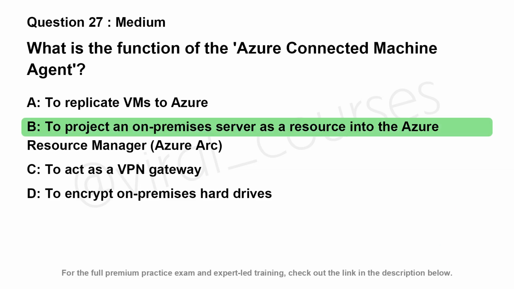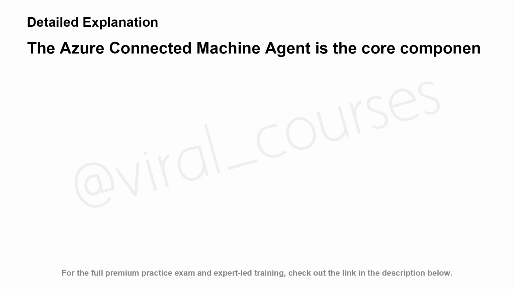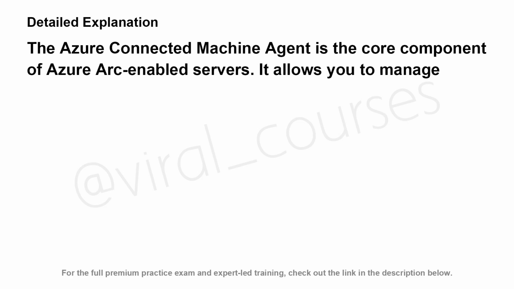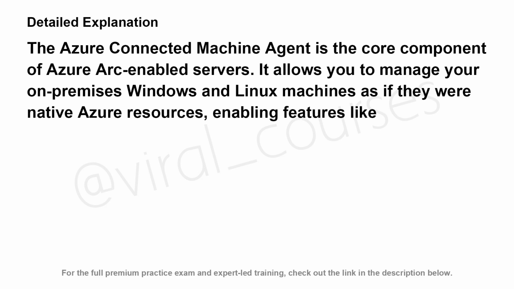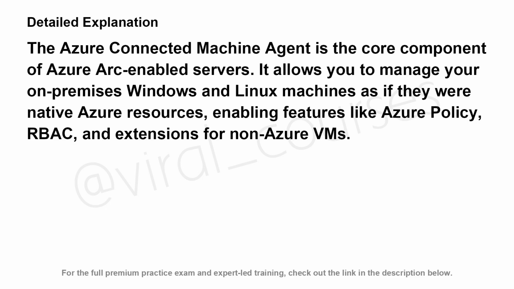The correct answer is B. The Azure Connected Machine Agent is the core component of Azure Arc-enabled servers. It allows you to manage your on-premises Windows and Linux machines as if they were native Azure resources, enabling features like Azure Policy, RBAC, and extensions for non-Azure VMs.